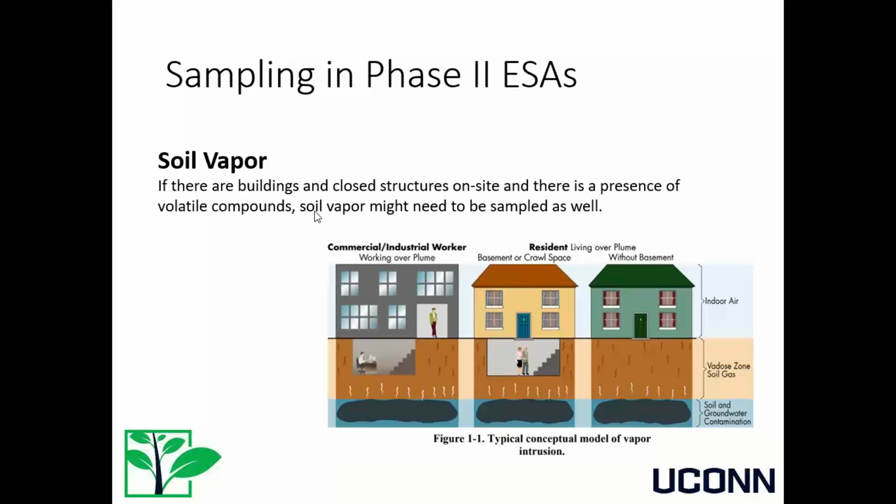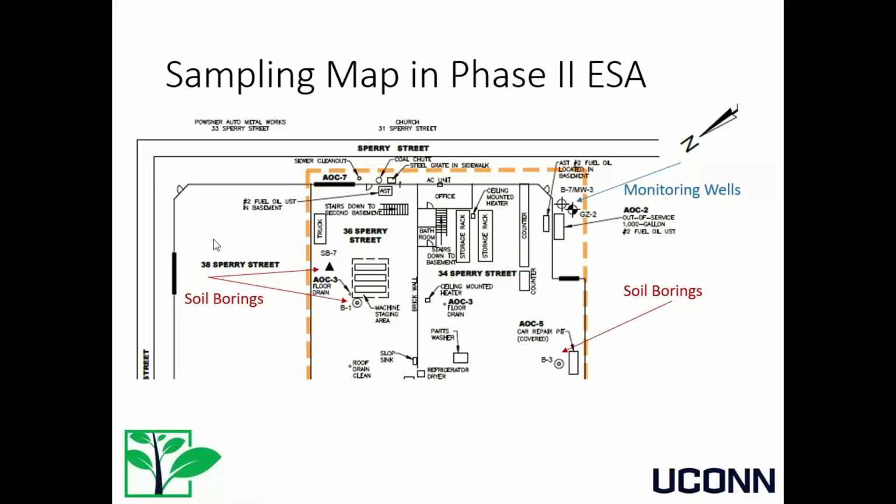In cases where we might have volatile compounds and also there might be a building or a closed structure on site, there might be a risk for vapor intrusion. So in that case, we might want to sample soil vapor as well. That is something to think about. You might also see Phase 2 investigations with soil vapor sampling.